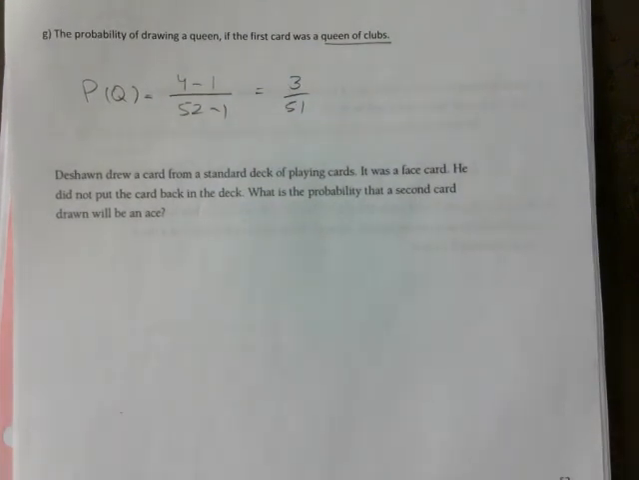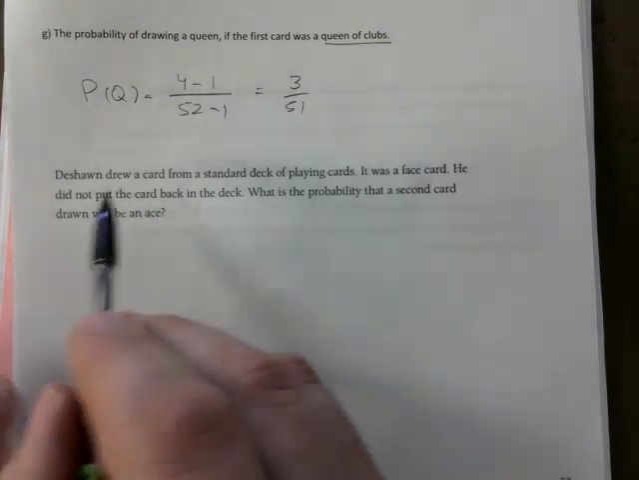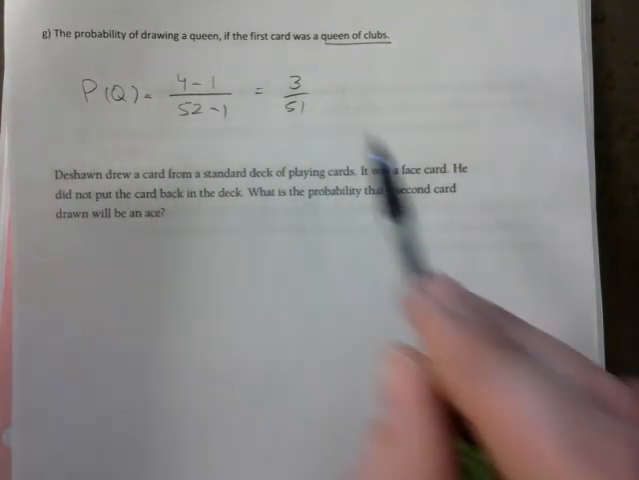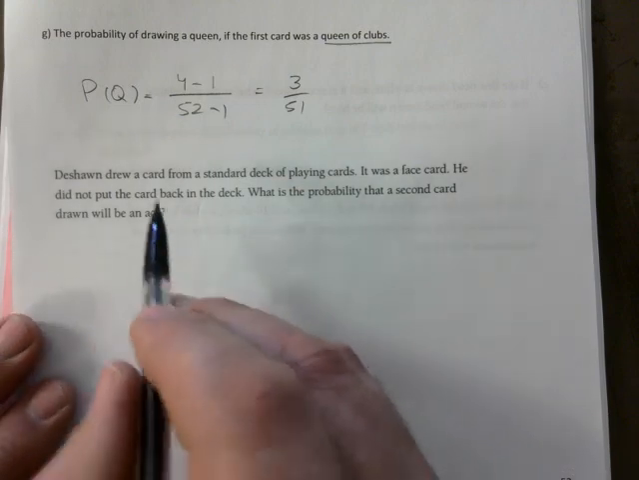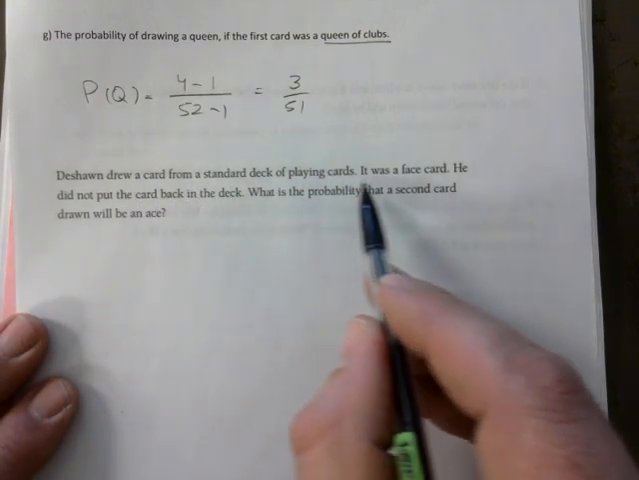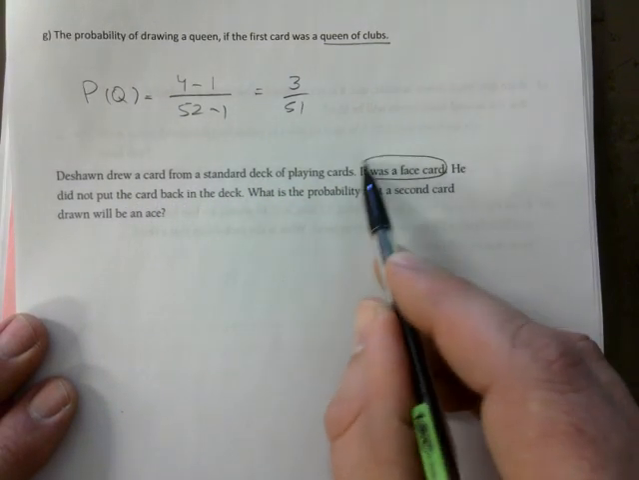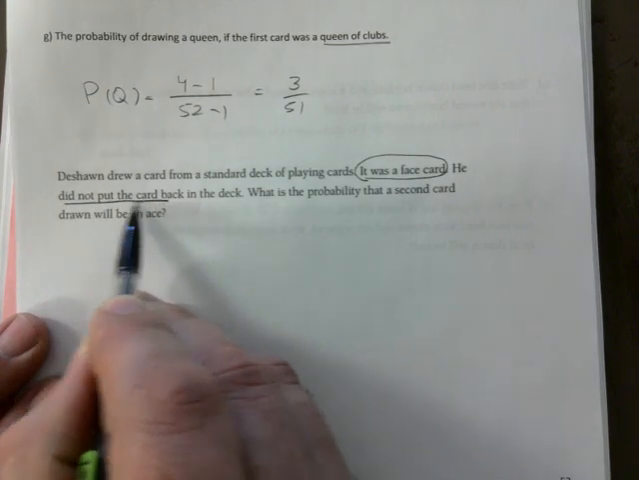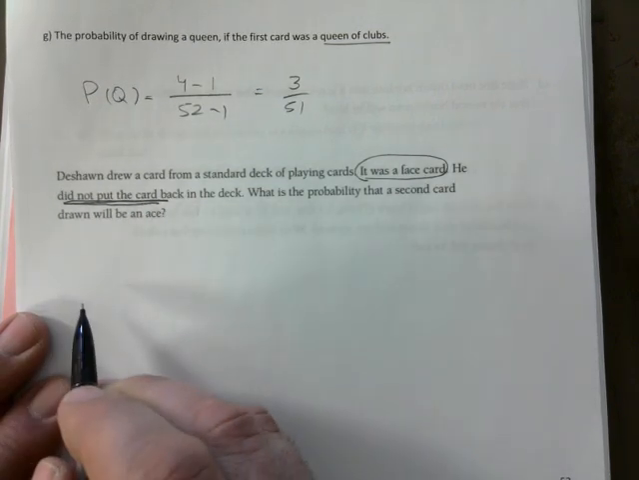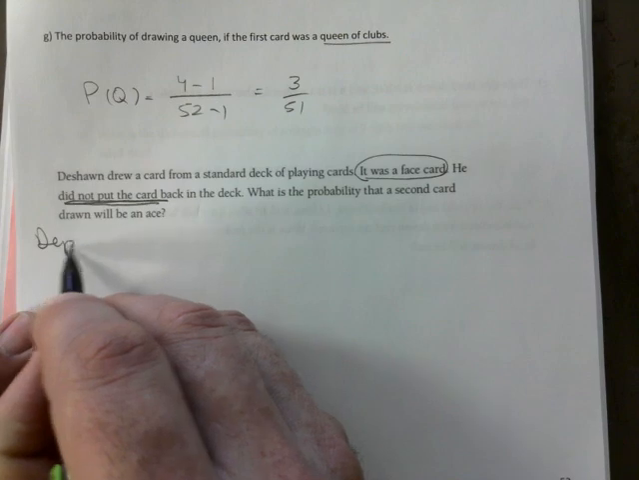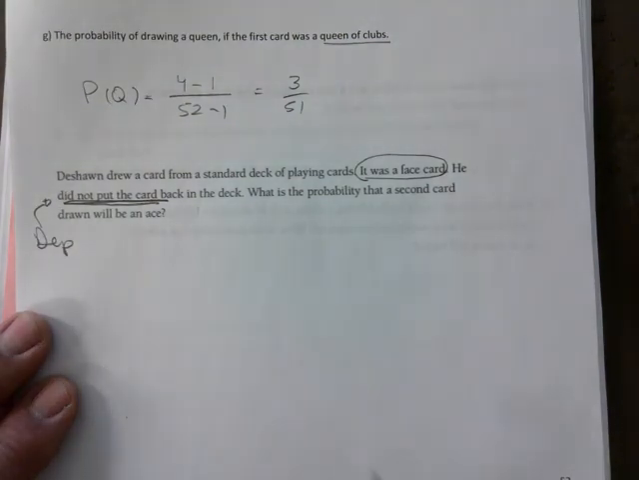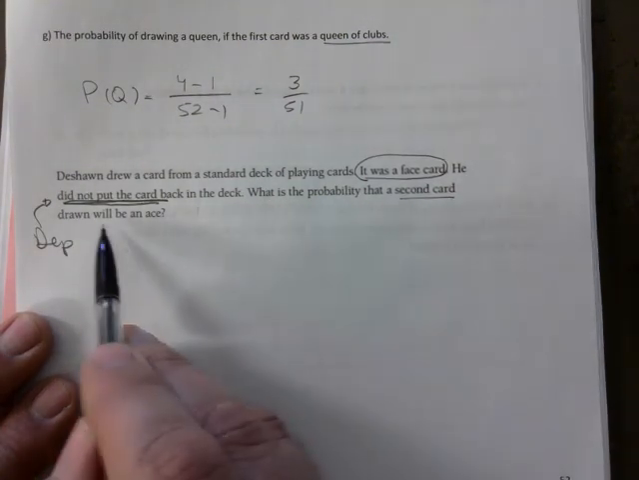And I think this one is exactly the same style, right? This is just worded differently. That's why I threw it in there. Okay, so there's a standard deck of cards. The first one was a face card. Did not put it back. Very important, right? Dependent because of that. What's the probability of the second card being an ace?